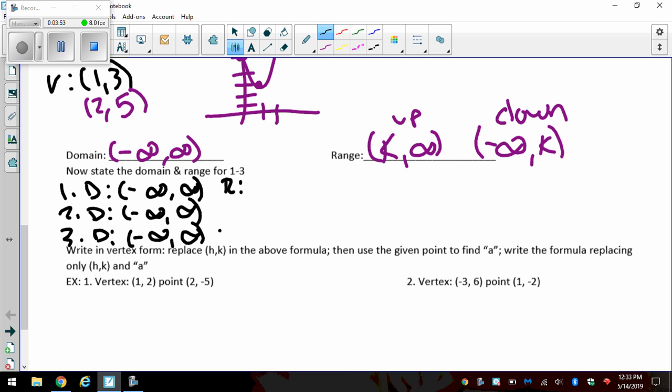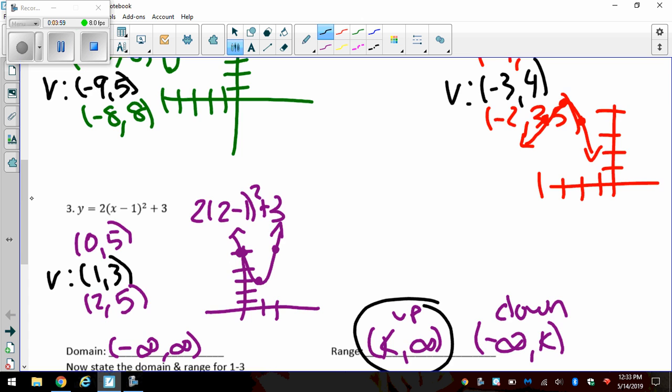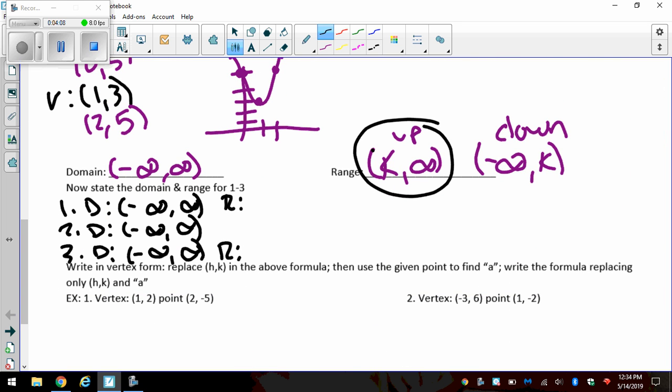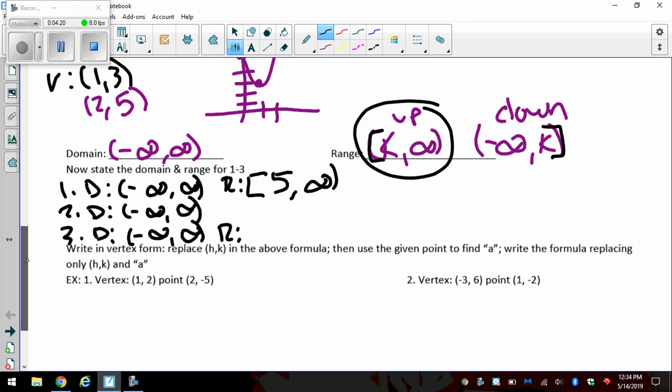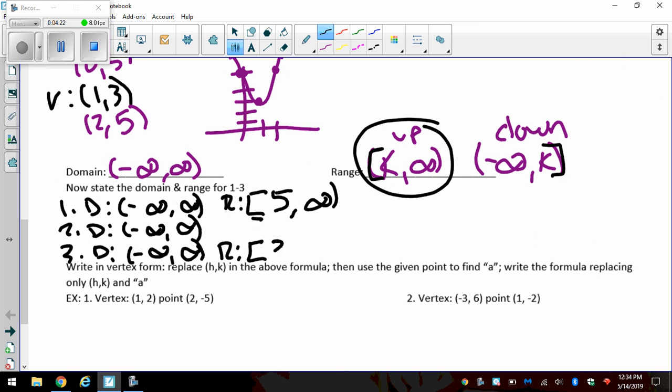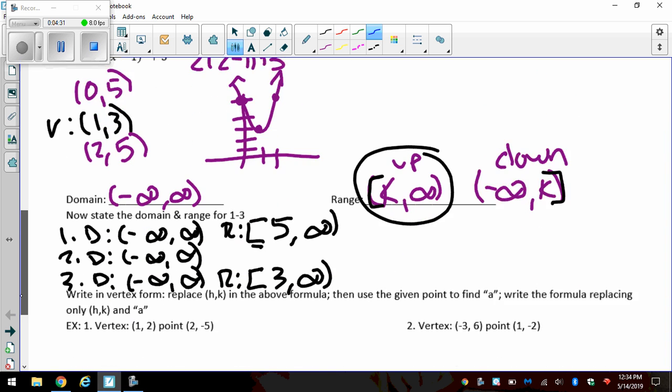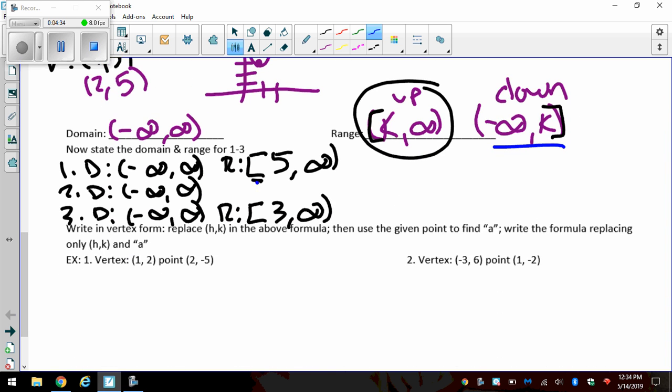Now my range for 1 and 3 opens up, so it's going to follow this first form right here of k to infinity. So if we look back at number 1, my k on number 1 was a 5, so the range is going to be 5 to infinity. Sorry, I should have put brackets right here. I should have put a bracket around the k. A bracket means the number's included. So we're going to do 5 to infinity. 3 follows the same form here, so it's going to be 3 to infinity. And number 2, remember, opens down. Right here is a negative in front. So this is going to be the other form. We're going to use that 4 still, but it's going to be -infinity to 4.